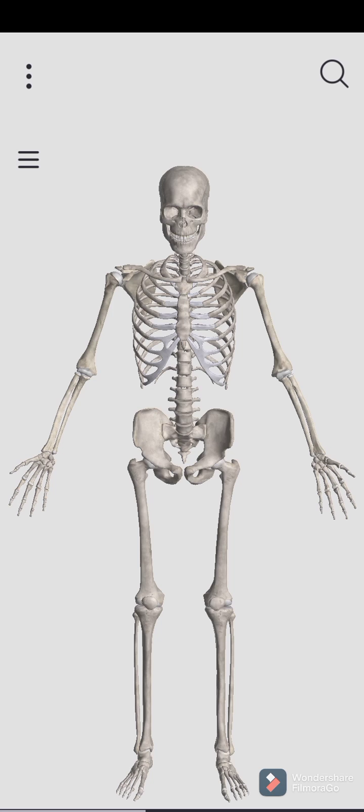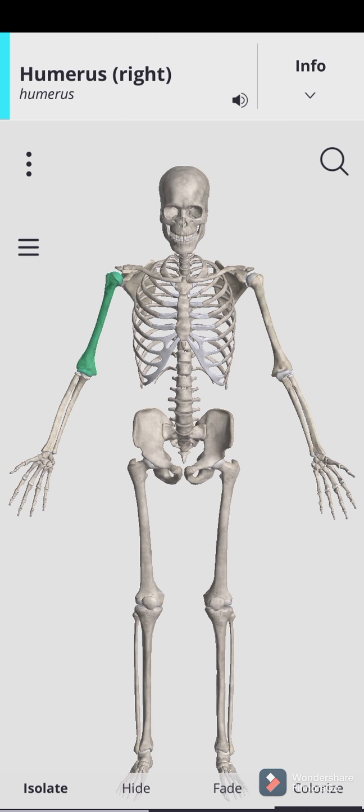In this video, you will learn the anatomy of the humerus. In humans, the humerus is the bone that is present on both arms. It is the longest bone of the upper limb. This is the right humerus and this is the left humerus.